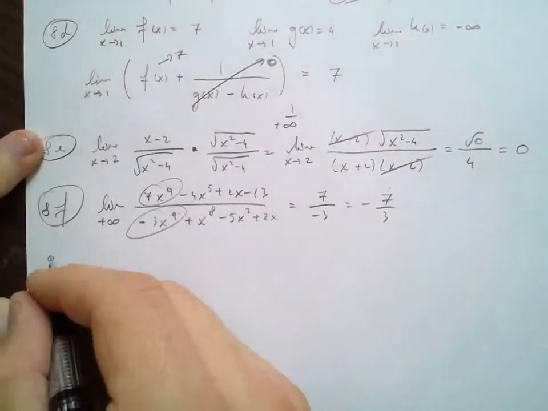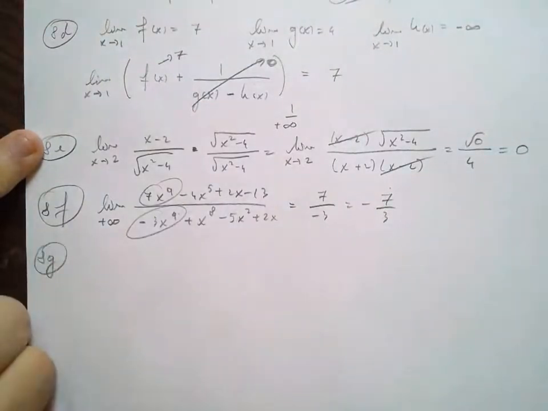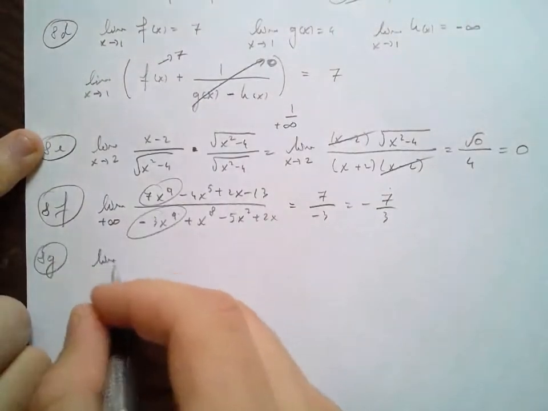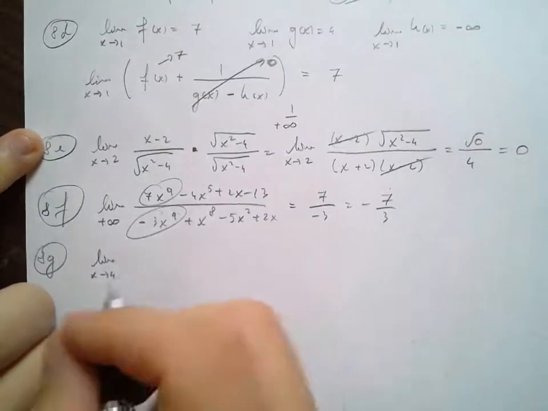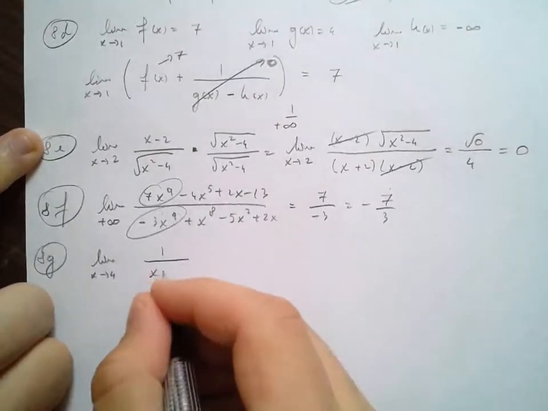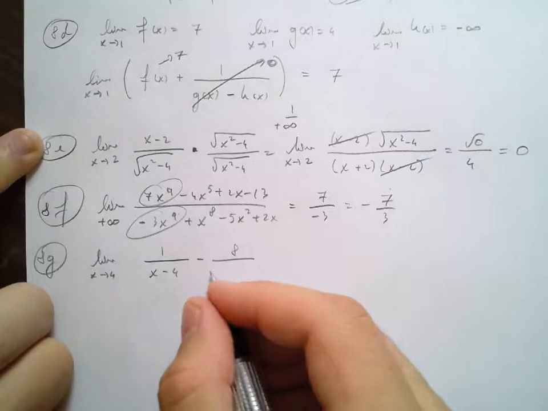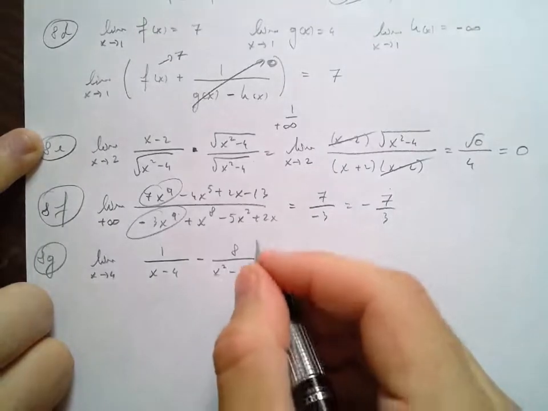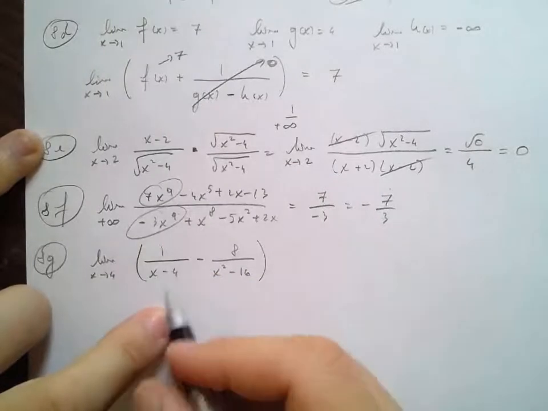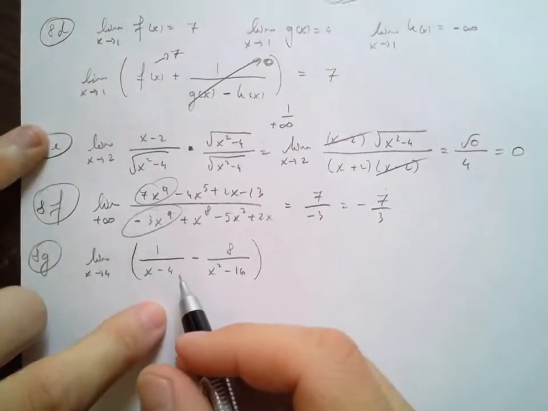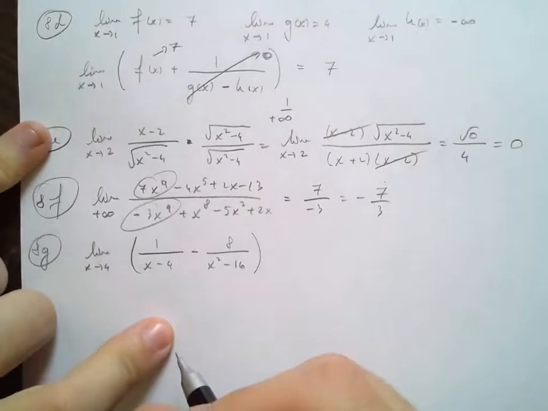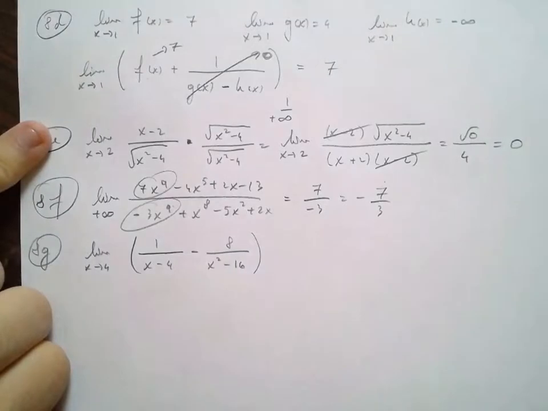Let's go ahead and do 8g. We have the limit as x approaches 4 of 1 over x minus 4 minus 8 over x squared minus 16. Now, if I were to do these fractions individually, I would get some kind of infinity limit for both, and of course then I could have infinity minus infinity or something like that, which may or may not necessarily go to 0. So we have to explore this a little further.